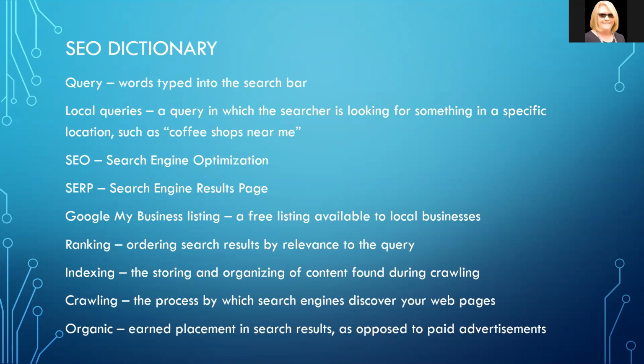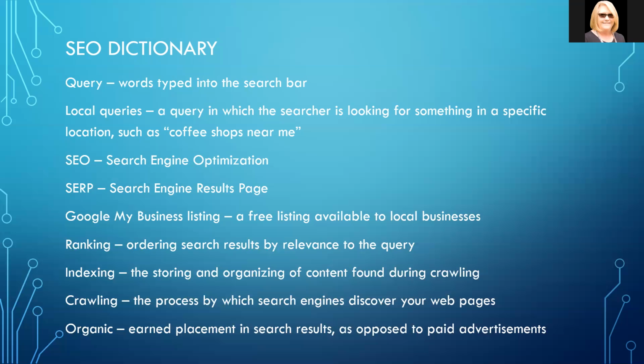So the query, we know, is words typed into a search bar. A local query is where you put in something like coffee shop near me, or Walnut Creek Realtor near me, or Pleasant Hill Realtor near me. Local queries are a whole different thing that we'll talk about another day, because there are local citations that we can do that increase the near me local query optimization. But we're not going to explore that today.